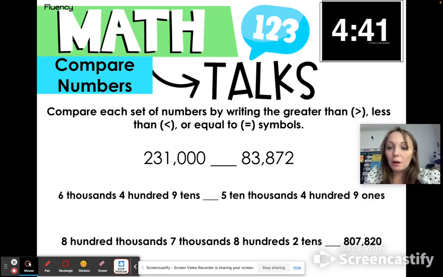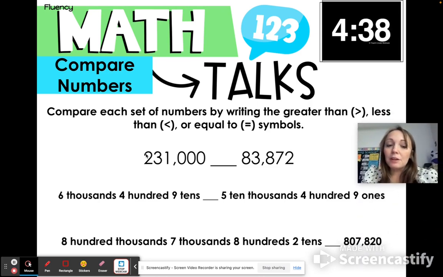Okay, so the first one says compare each set of numbers by writing the greater than, less than, or equal to symbols. So the first number is 231,000 and 83,872. You're going to tell me which one's greater than, which one's less than, or is it equal to? Then you'll do the same for the unit form. And then for the last one, you'll do unit form and standard form. Remember, you're writing these symbols: less than, greater than, or equal to. Use your place value charts to solve. When you're done, you can go ahead and go to the next slide.